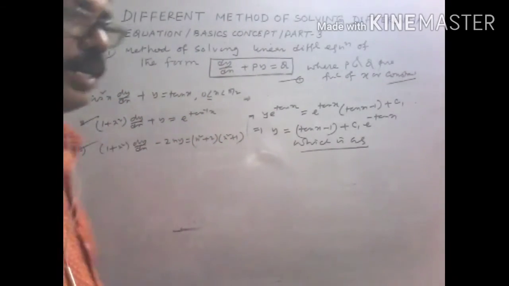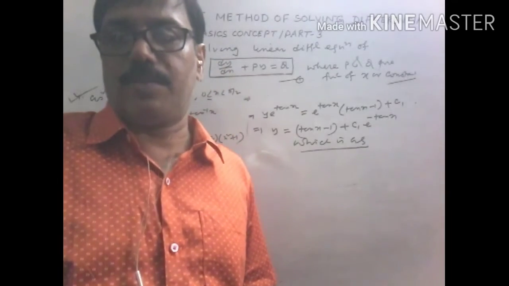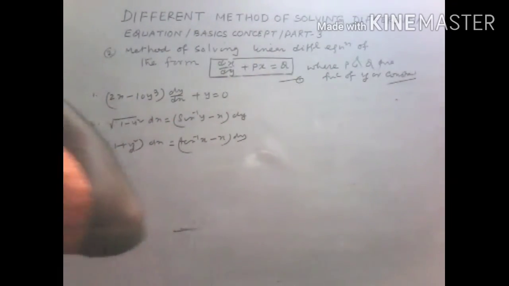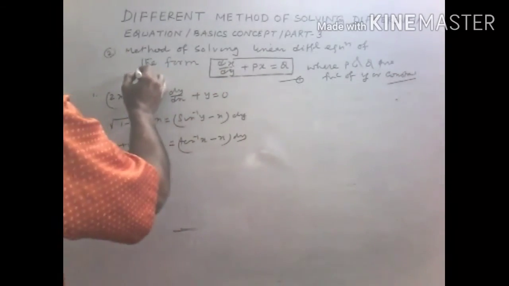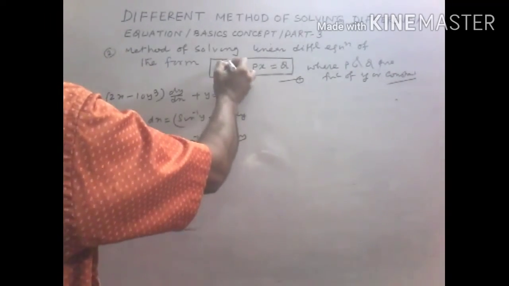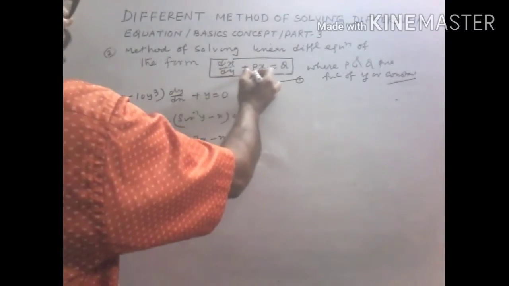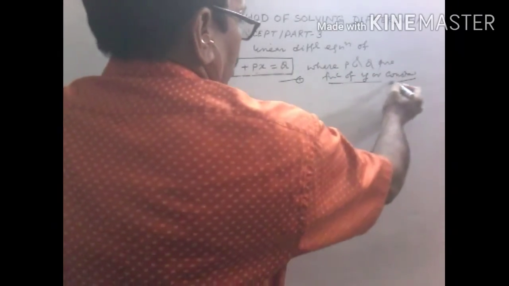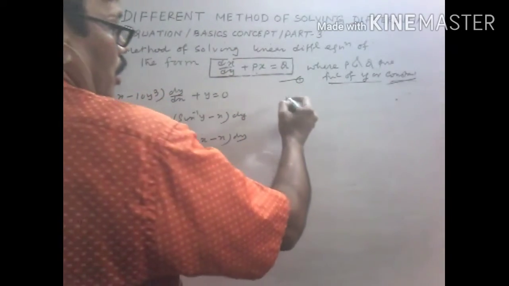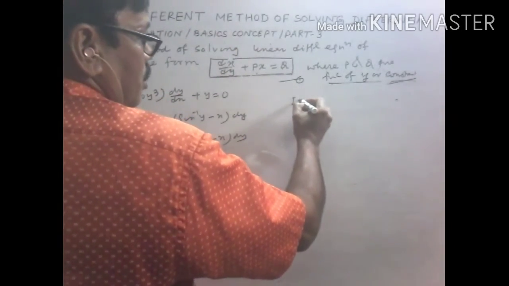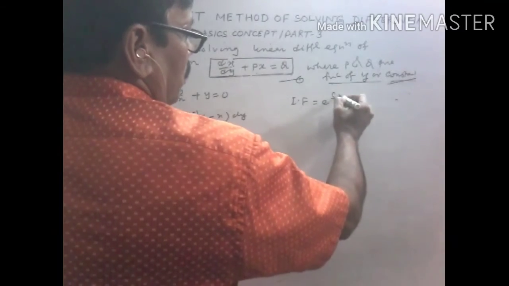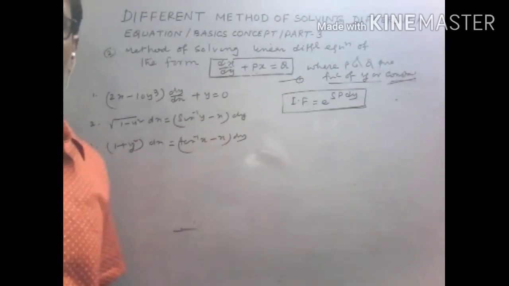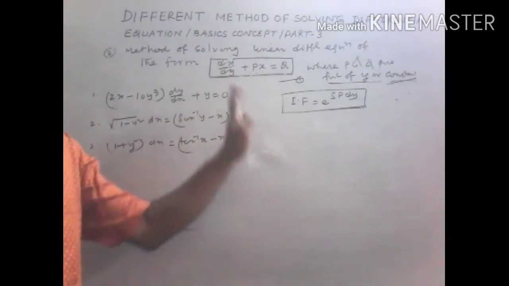So you solve the second and third one, exactly the same type. Now we consider the method of solving linear differential equation of the form dx/dy. Here the dependent variable is x: dx/dy plus Px equals Q, where P and Q are functions of y or constant. So it is exactly the same, with integrating factor e to the power ∫P dy. So x is replaced by y.